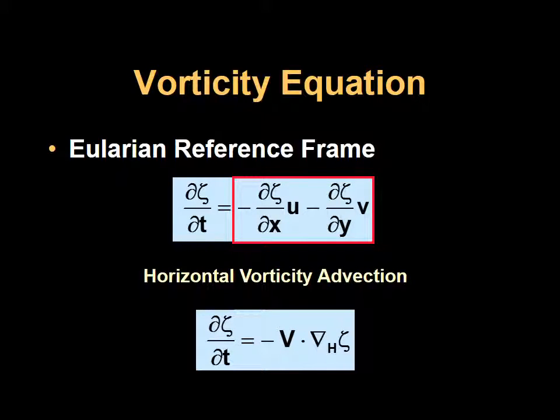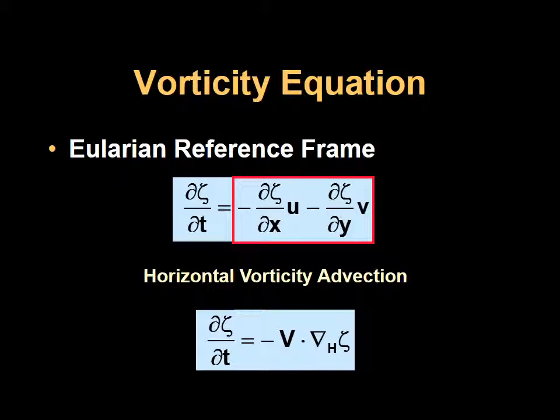So looking at the right side of the equation, you've got d zeta dx, that's how the spin or vorticity changes in the x direction. D zeta dy is how it changes in the y direction. Basically, if you put that on a map, that's your gradient. That's your gradient of vorticity. And then the u and v are components of the horizontal wind. We're going to call that a big V.